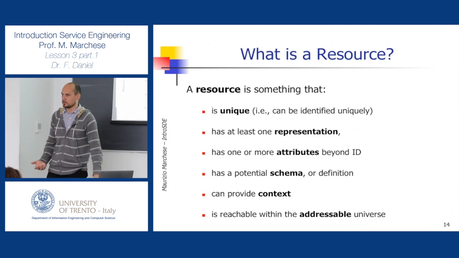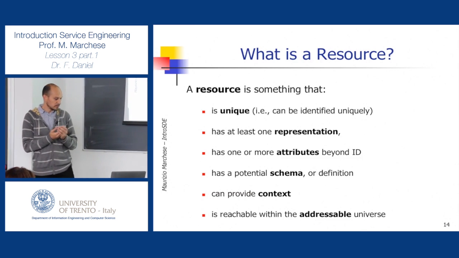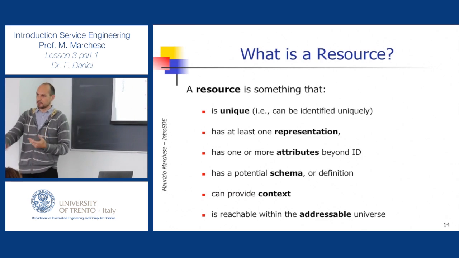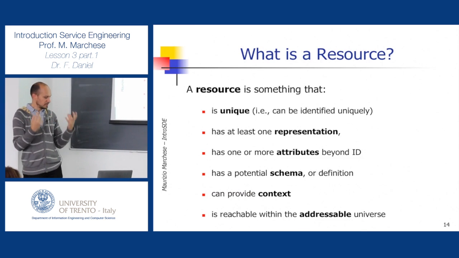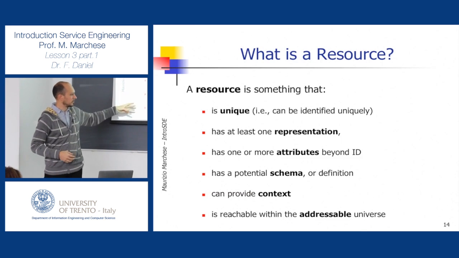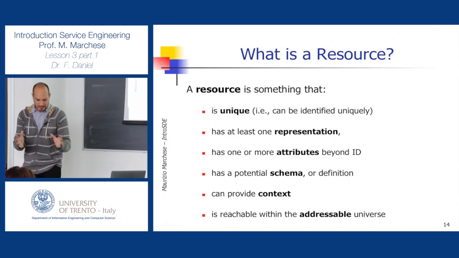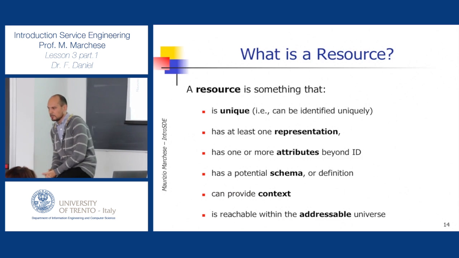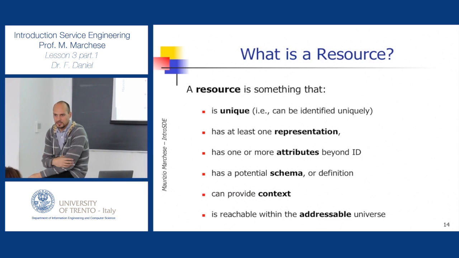So what is a resource in this context? Resources are unique. They have representations, they have attributes. They may have a schema, they provide context. In essence, what's a resource? When you do data modeling, for example, then you identify the entities of your application. As I said, let's take Amazon. We have books, we have CDs, we have, what else is there? I don't know, there's hardware, and these are resources.